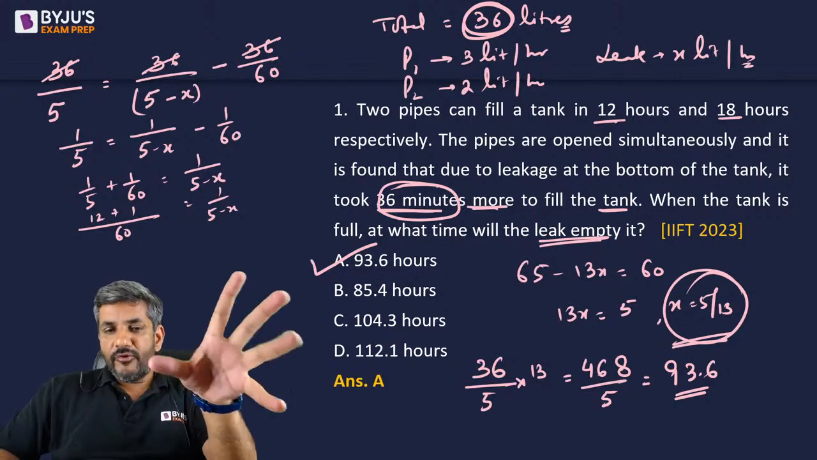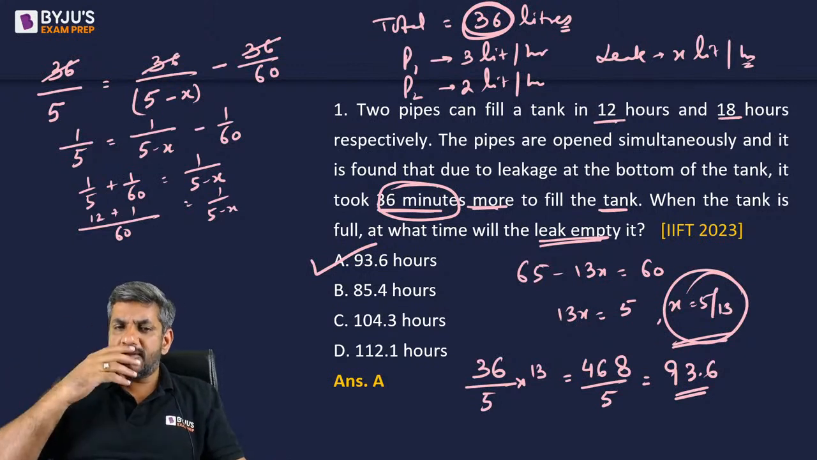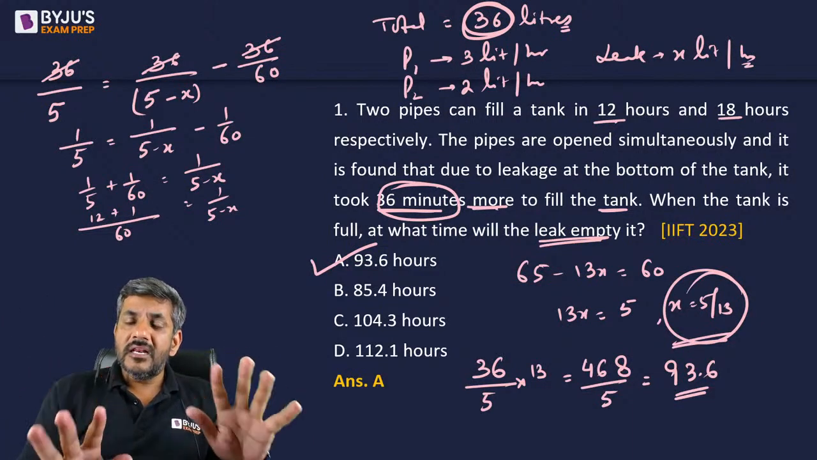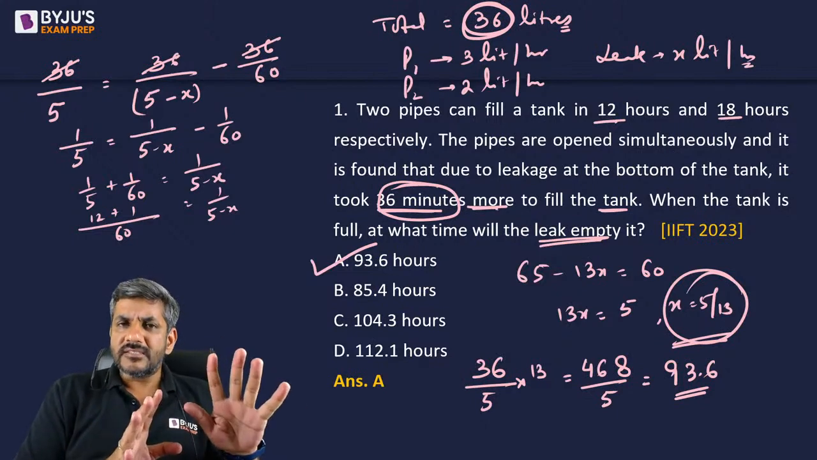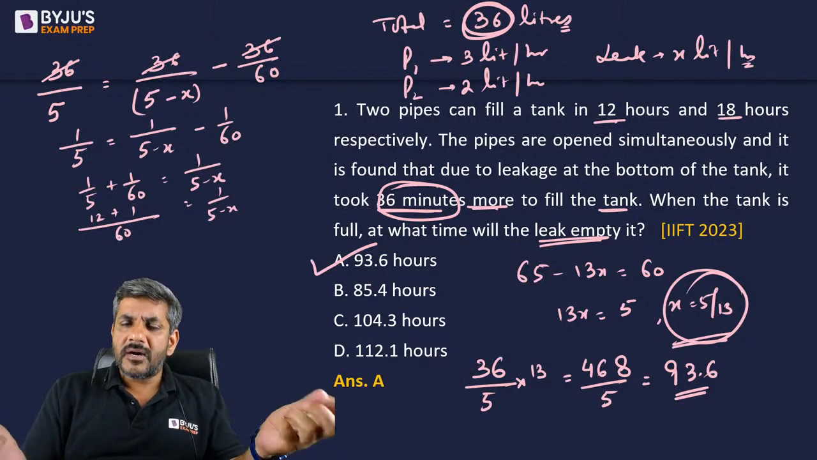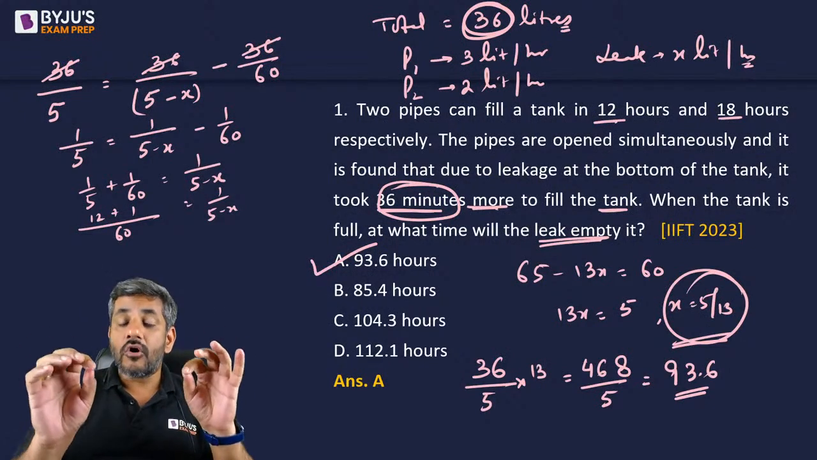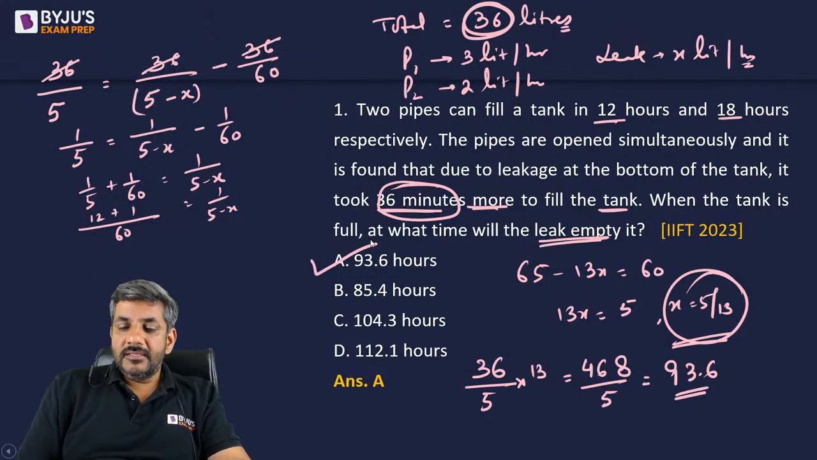So if you are sitting in this exam and you are doing this question, the moment you look at these options, 93.6, 85.4, 104.3, aren't these options ugly enough to tell us that we have to leave the question? Somehow the voice from inside would come: it looks like a difficult question, we should not be doing it. But that's very common with IIFT. Keep doing these. That was question number one.